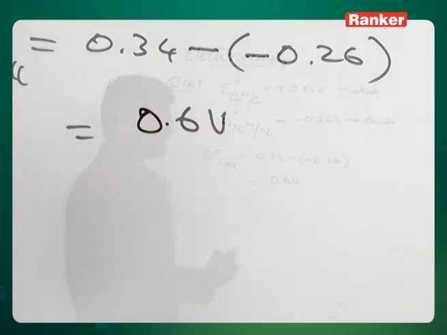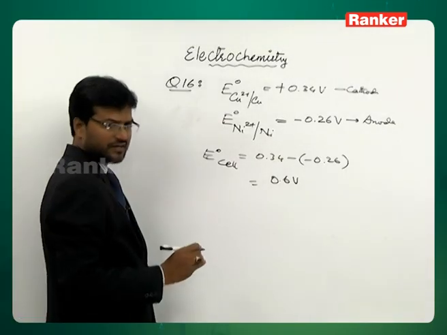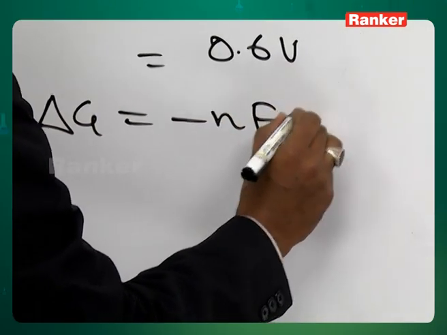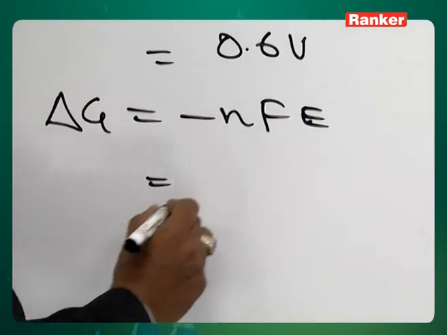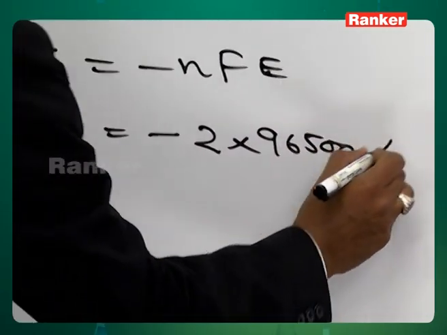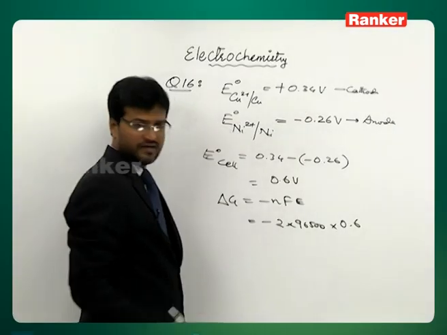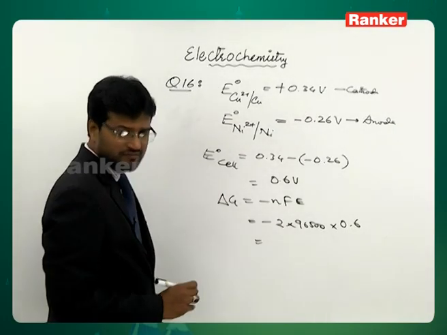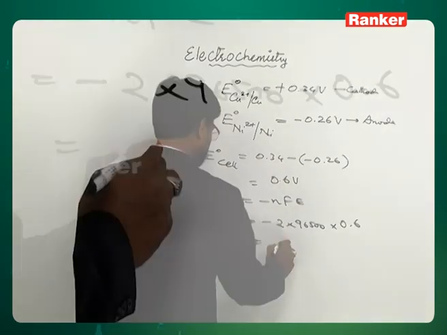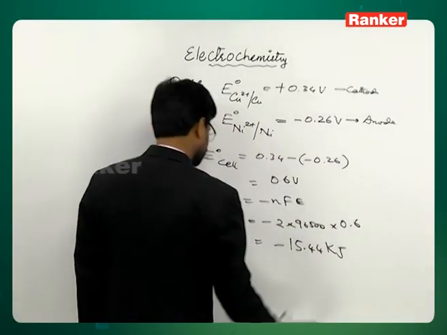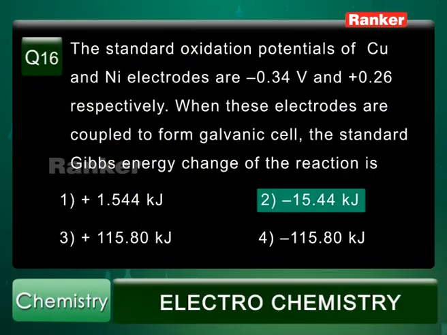So, this comes to 0.6 volts. Now, we want to find out standard Gibbs energy change, delta G equals minus nFE. So, that comes to minus 2 into 96,500 into 0.6, and if you multiply, you get the value minus 15.44 kilojoules. So, the answer is second option.